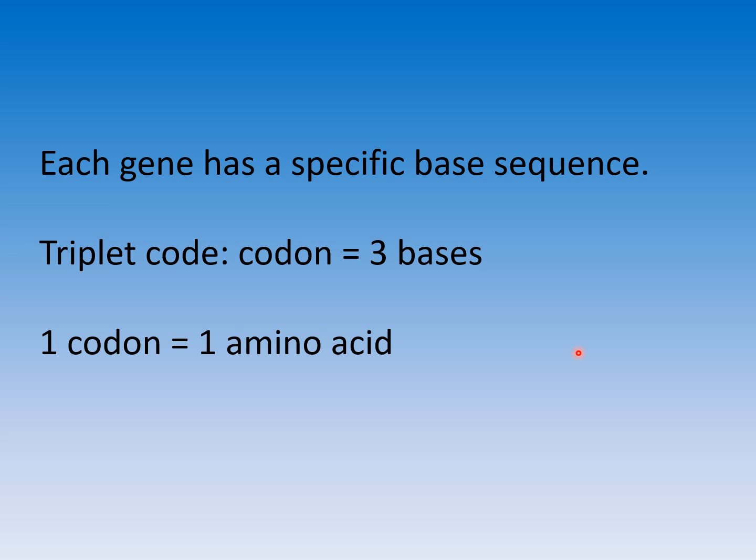So each gene has a very specific base sequence to it. Your translation code is what we call a triplet code. It's known as a codon. Every 3 bases, excuse me, is known as a codon. And 1 codon is an amino acid. So every 3 bases is essentially 1 amino acid.